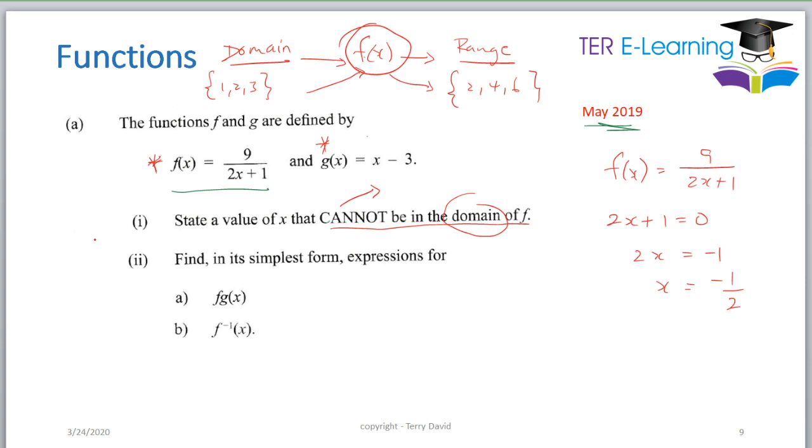So based on how the questions are coming now in the exam, it requires a little more thinking. They are not asking straightforward questions anymore. So the value which cannot be in the domain has to be the value that makes the function undefined. That's what the question is asking. Now, the next part, they want us to find the composite function fg of x. So I'll give you all a minute or two to give me what the function f of g is.